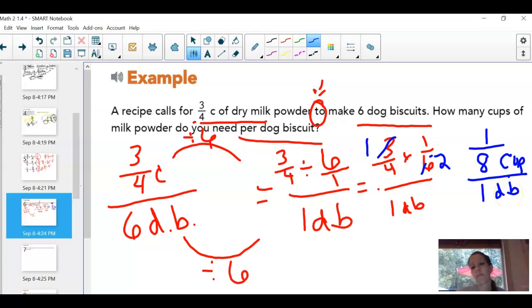So if I wanted to make my dog its own dog biscuits, I usually just buy them from Petco because it's a little faster. Okay, but if I wanted to, for 1 dog biscuit, I'm going to need 1/8 cup dry milk powder. Now if you've seen me do it, now go ahead and watch the Realize do it through the program so that you're seeing it twice.